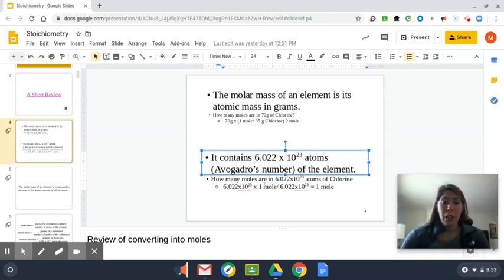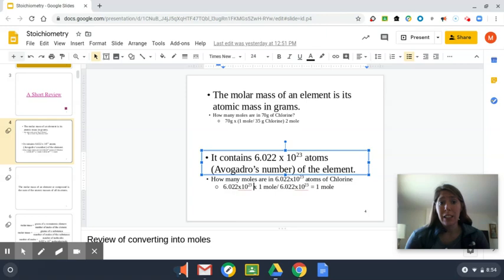6.022 times 10 to the 23rd times 1 over 6.022 times 10 to the 23rd is going to give you 1. So it would be 1 mole. For every mole of something, there's 6.022 times 10 to the 23rd atoms.